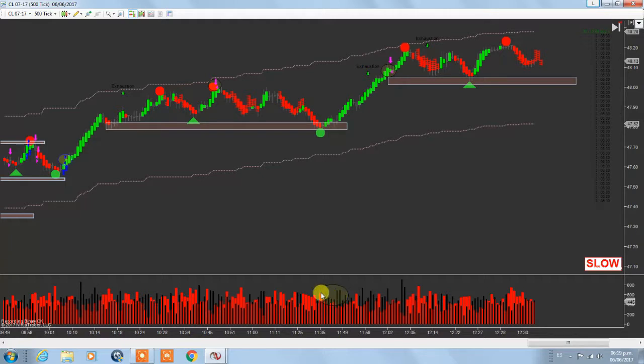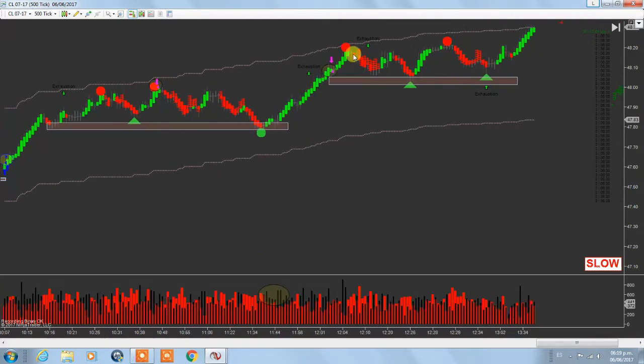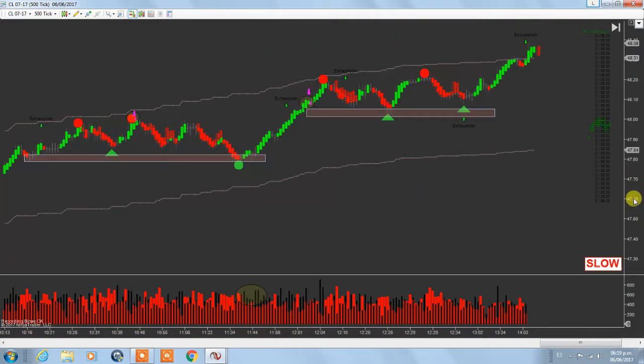You can see the order flow. The black dashes are buyers, and the red are sellers. You can see the buyers were more than the sellers, so you could have taken this trade just by watching the momentum indicators. Okay, and it went straight up there with 40 ticks. Okay, so it was a good trade.